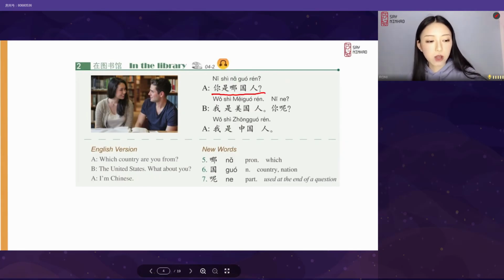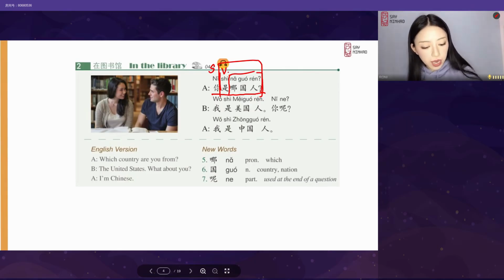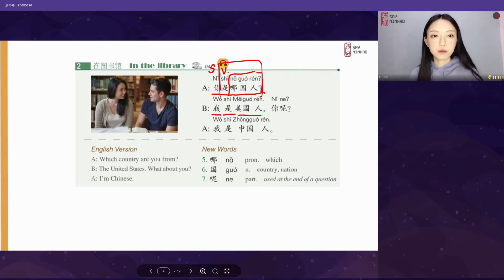Okay, let's see. First sentence. 你是哪国人? We just learned it means where are you from? 你 is the subject of this whole sentence and 是 is the verb and 哪国人 is the object for the verb, and this part is the predicate of this whole sentence. 你是哪国人? Which country are you from? And A answered, 我是美国人. 我 is me, 是 to be, I am 美国人 American, I am American.